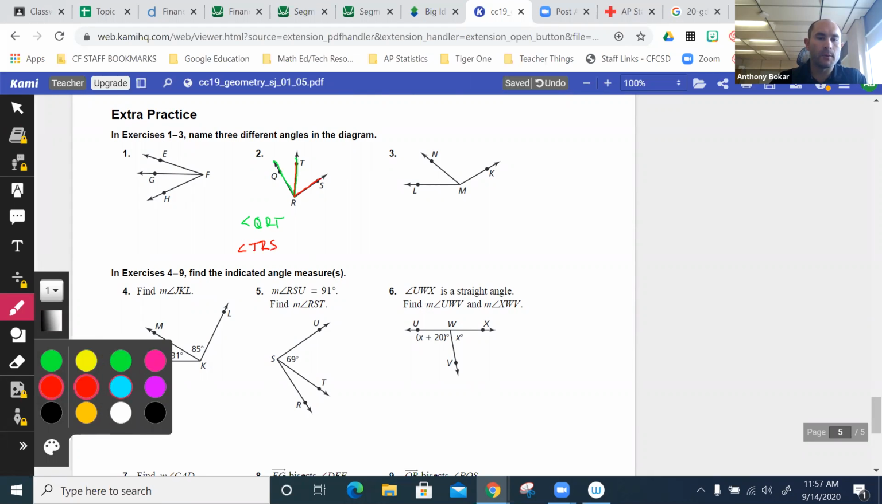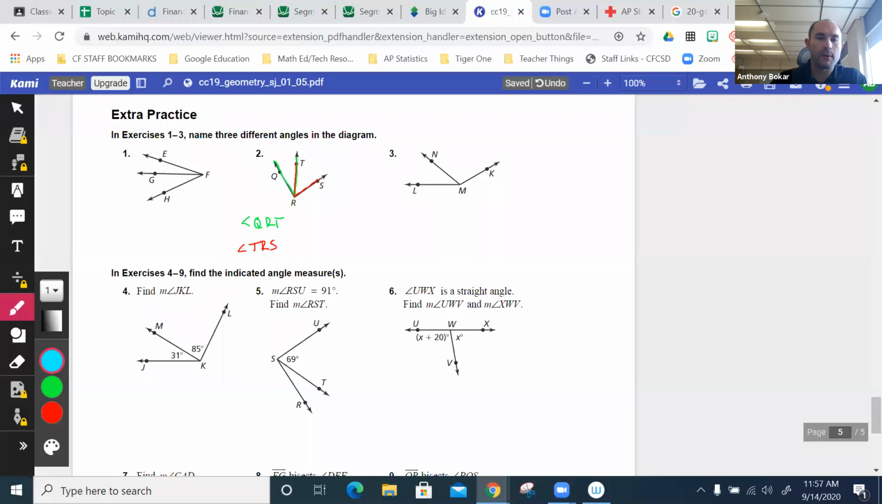And then finally, if I do one in blue, we could also name the angle SRQ. And there's some other ones you can do too. Okay, so that's how you can name those different angles in the picture.